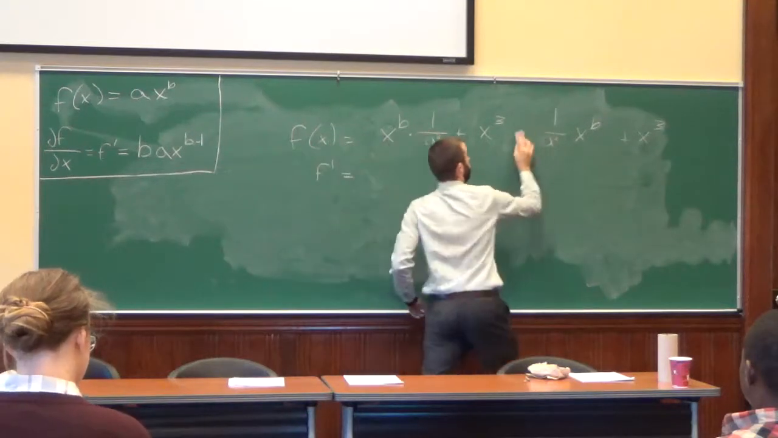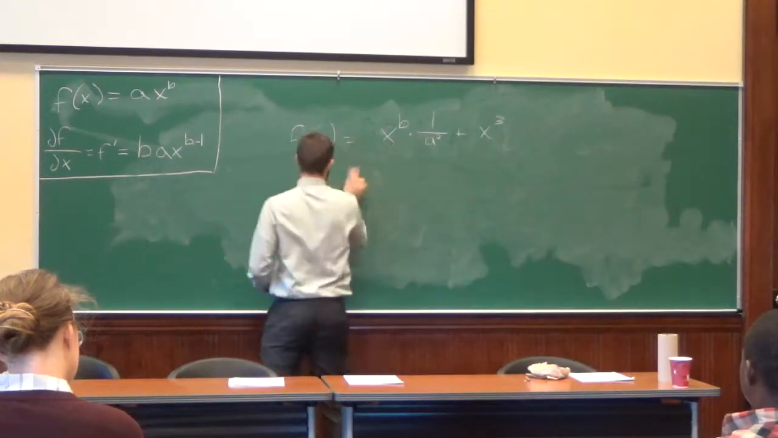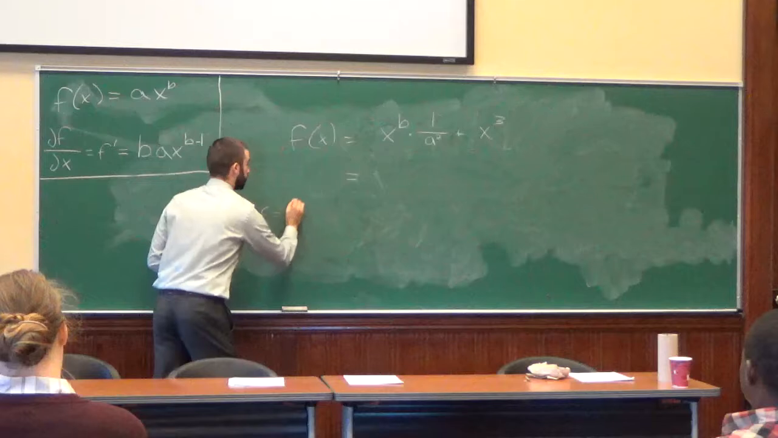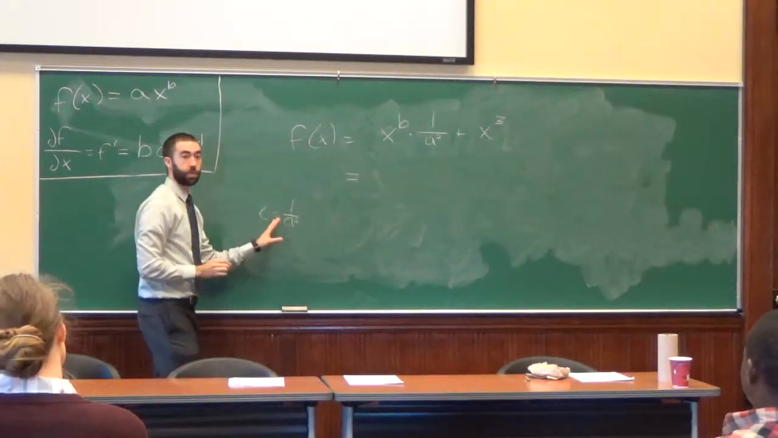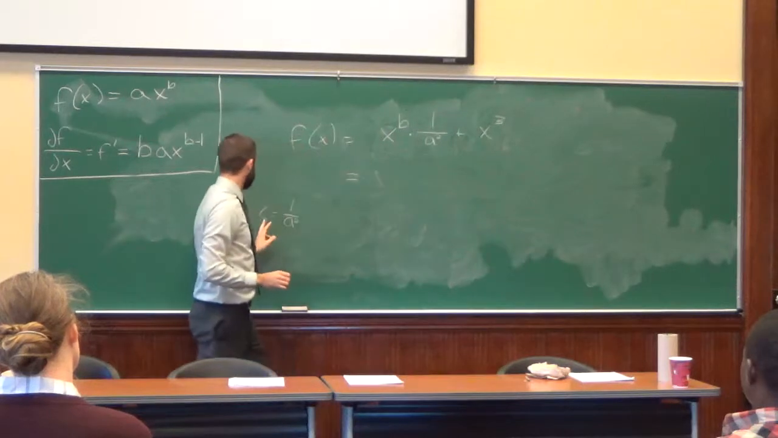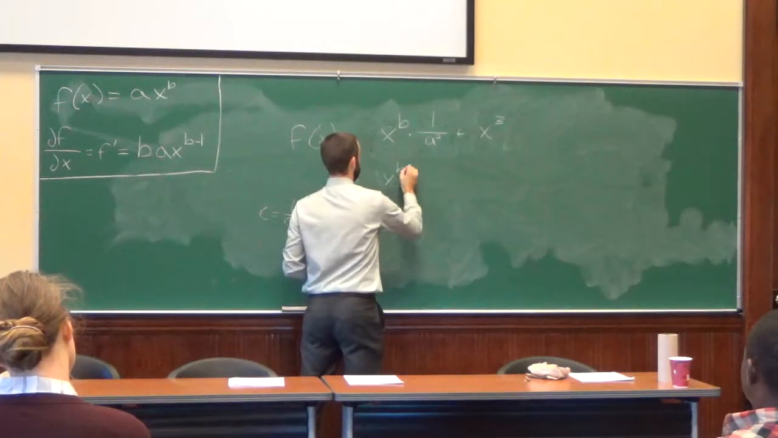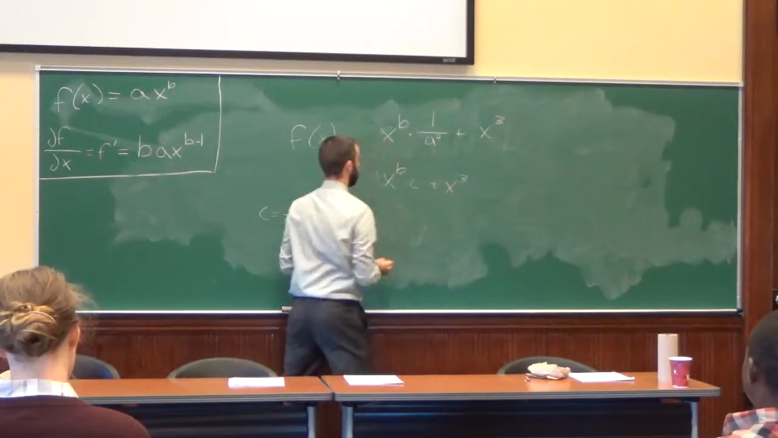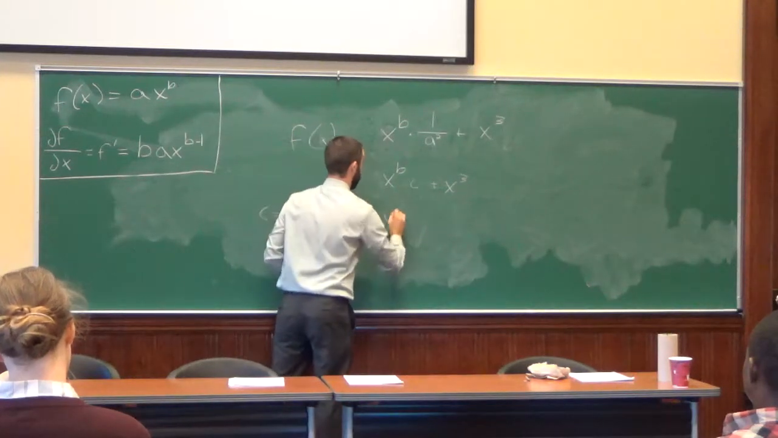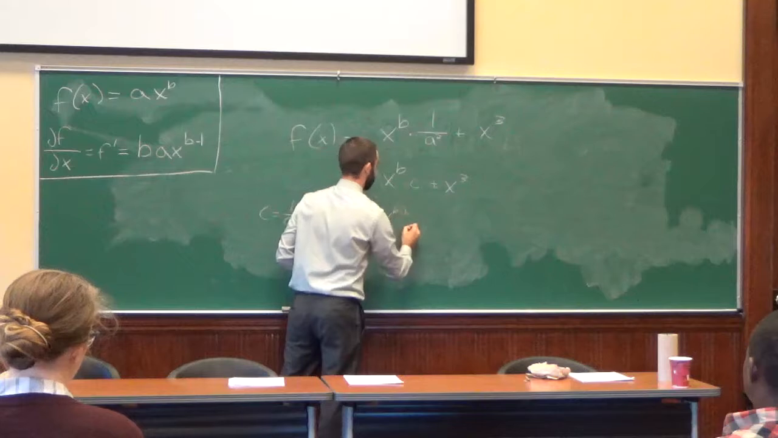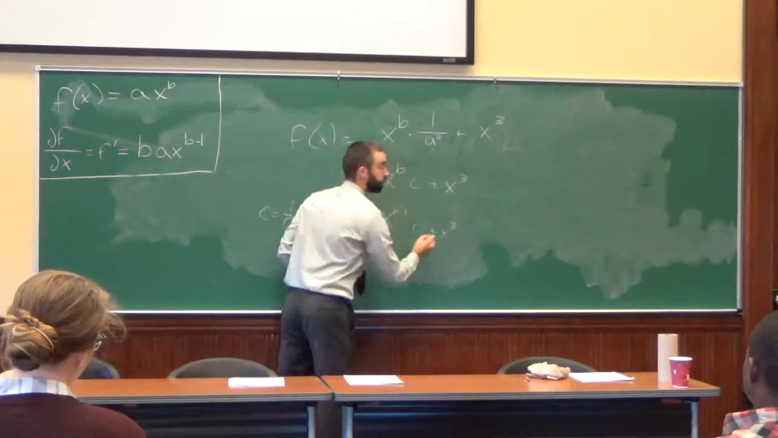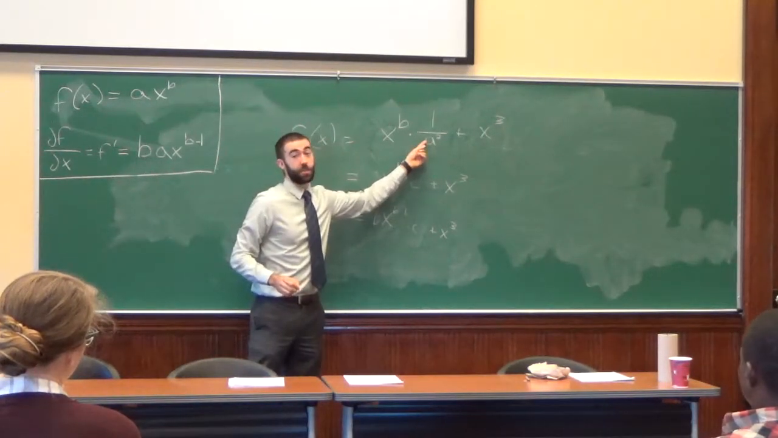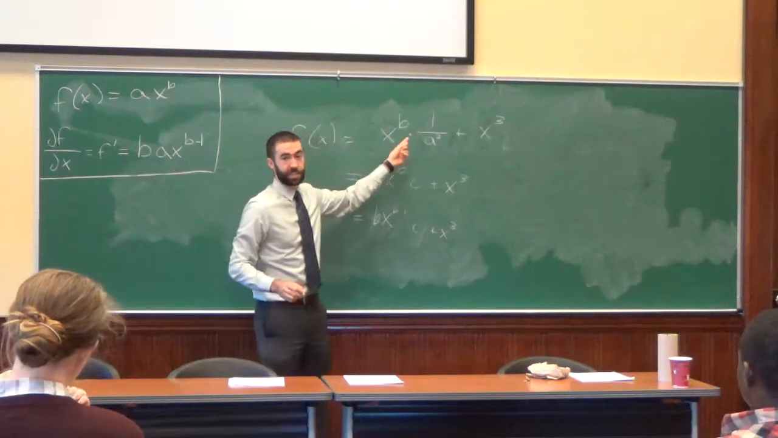Let me show this in another way to make it clear. Let's say c equals 1 over a squared. I'm going to replace 1 over a squared with c. Now I'll have x raised to the b times c plus x cubed. Now I take the derivative. I get b x to the b minus 1 times c plus 3x squared. So it doesn't even matter what this thing is. If it doesn't have x in it, then it doesn't matter. Does that make sense?